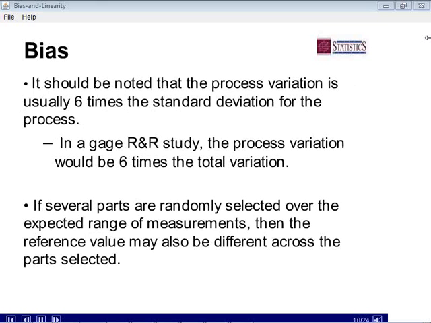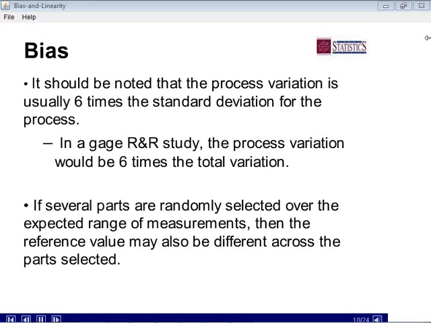Now, before we go into the t-test, I wanted to save that for when we talk about linearity. It should also be noted that the process variation, how I got that number, is generally from a gauge R&R study that has been conducted or your knowledge of the process. It's 6 times the standard deviation of the process, generally. In a gauge R&R study, the process variation would be 6 times the total variation. I'll show you that in just a moment.